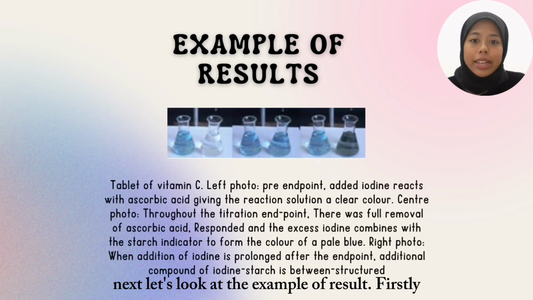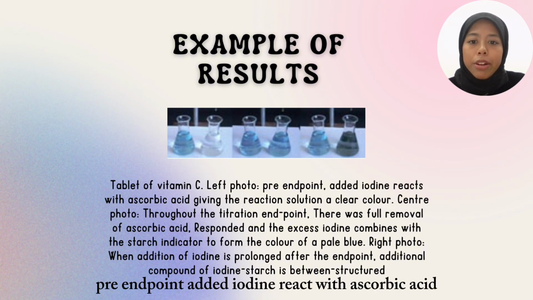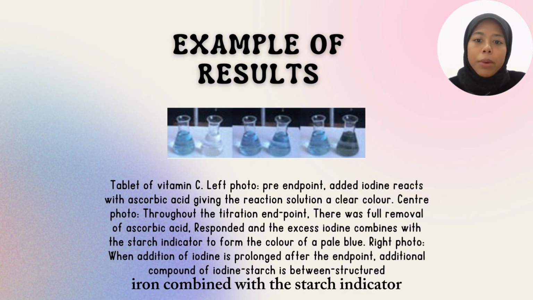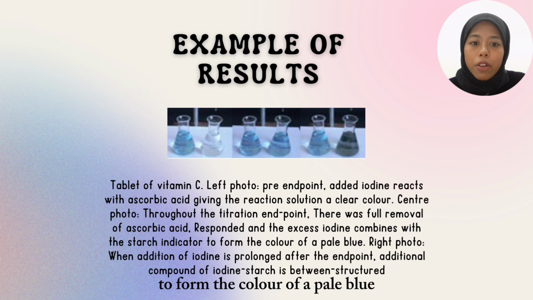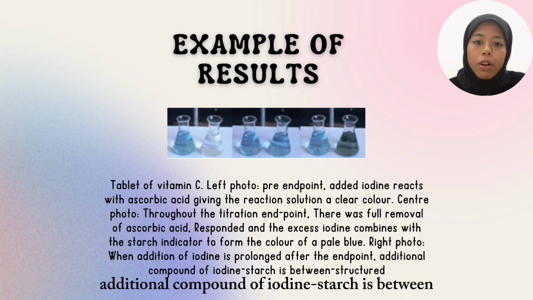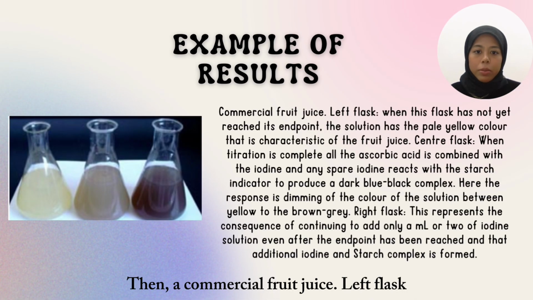The titration. Next, let's look at the example of results. Firstly, for the tablet of vitamin C. Left photo, pre-endpoint, added iodine reacts with ascorbic acid, giving the reaction solution a clear color. For center photo, at the titration endpoint, there was full removal of ascorbic acid, and the excess iodine combined with the starch indicator to form a pale blue color. Lastly, for right photo, when addition of iodine is prolonged after the endpoint, additional iodine starch complex is formed.